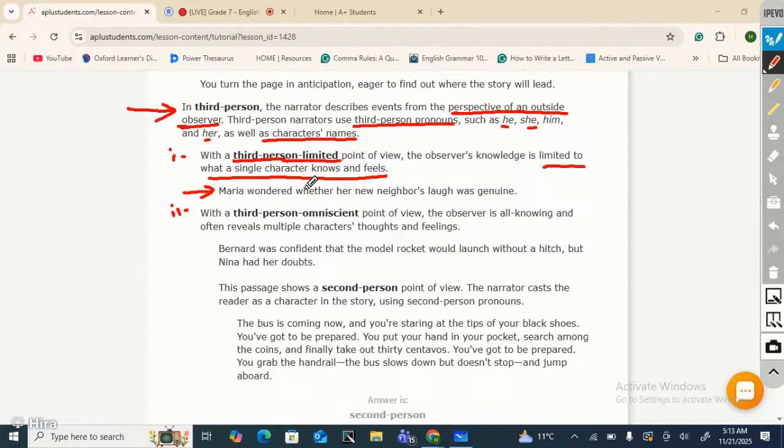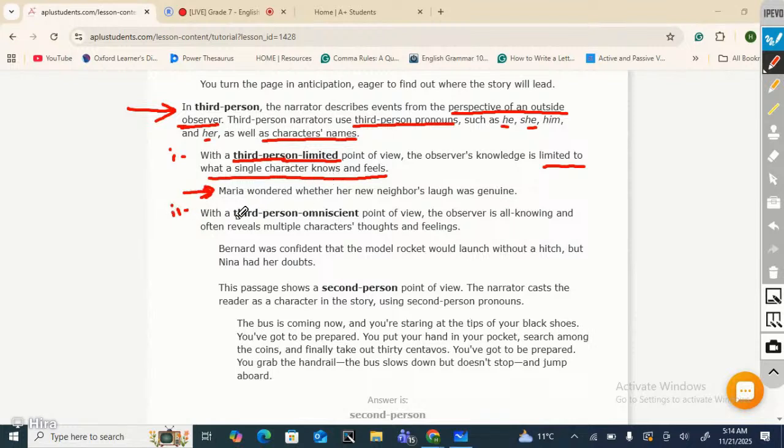Maria wondered whether her new neighbor's laugh was genuine. Maria is one character. So maybe the third person observer knows about Maria, what Maria thinks, knows, and feels. Okay?